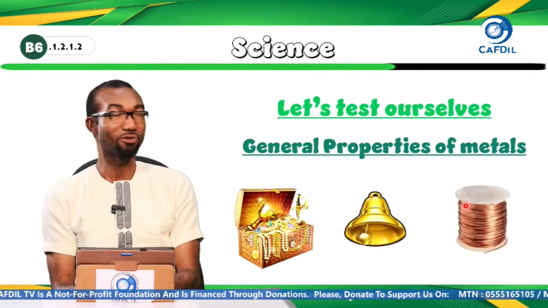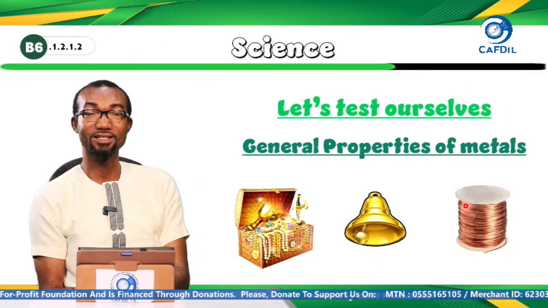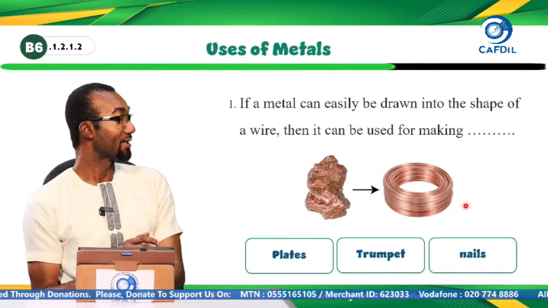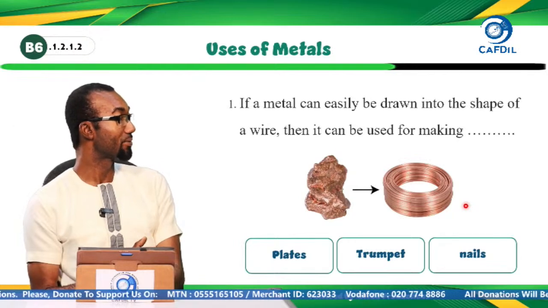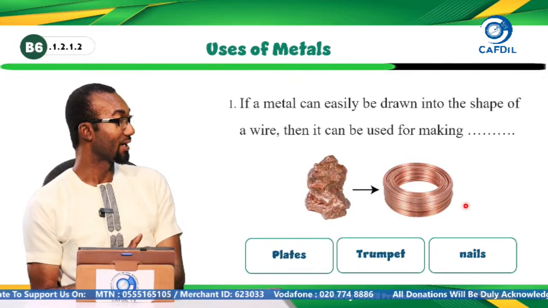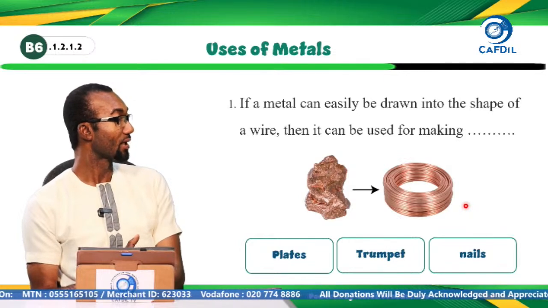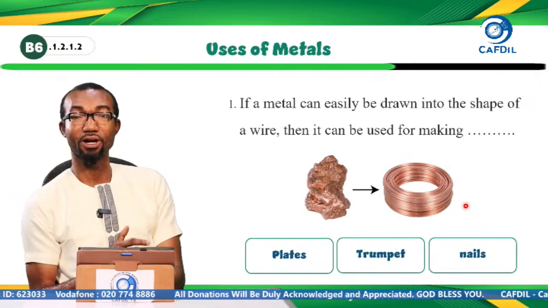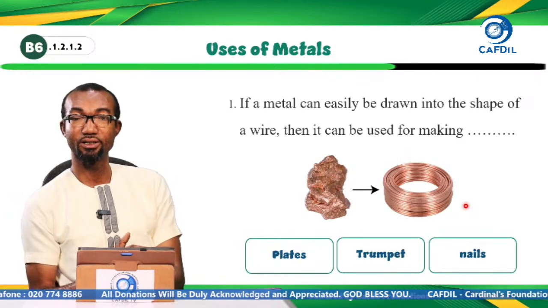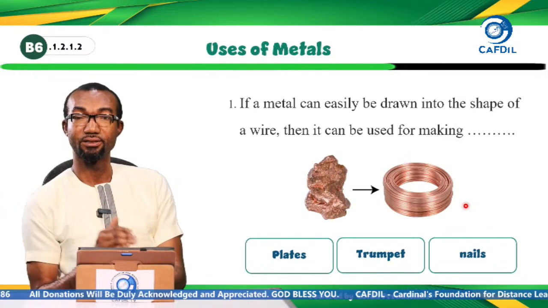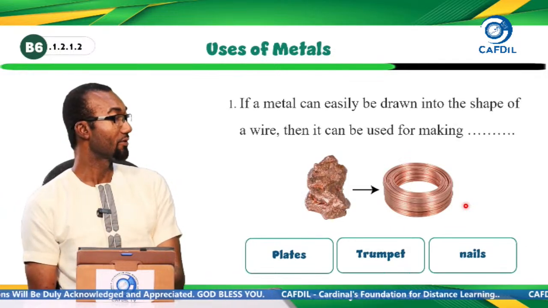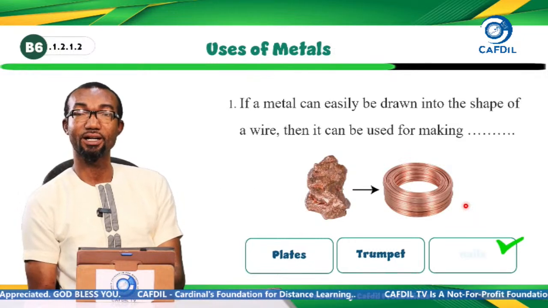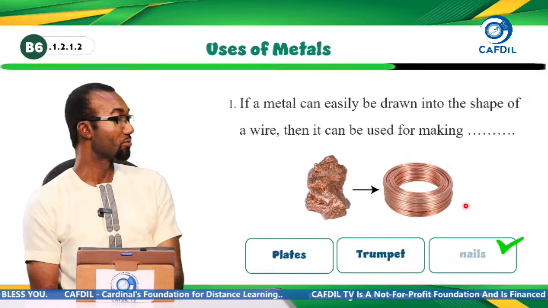Good. Now, before we leave, let's try our hands on these questions. 1. If a metal can easily be drawn into the shape of a wire, then it can be used for making: plates, trumpets, or nails? If it can be shaped into wire. Good, nails. So if a metal can be shaped into wire, we can use it to make nails.